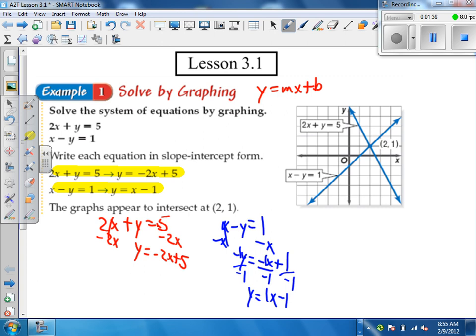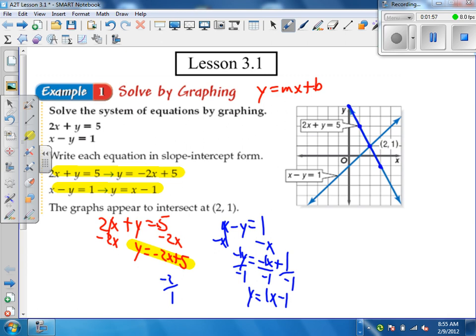So if I graph these two lines, this one here first, the y-intercept is 5. Just showing you the lines they graph. So there's the y-intercept of 5. The slope would be negative 2 over 1. So down 2, right 1, down 2, right 1. So you can see that this is that line right there.